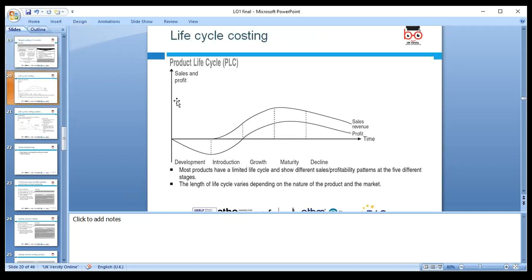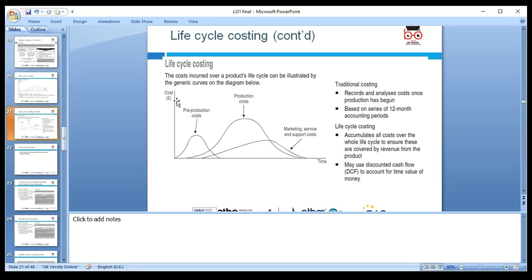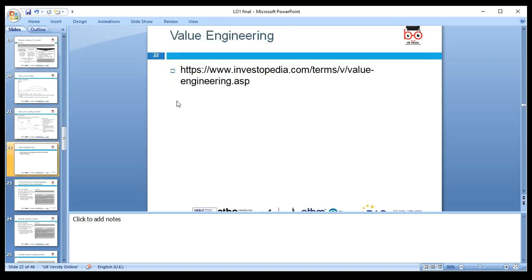Then the next technique is called product life cycle costing. Always look at what the cost will be at the start, growth, maturity, and decline stages of the product. At each stage we can set our promotional activities, our staffing, and our inventory, which will help us to reduce the cost. Here is an example of life cycle costing, covering pre-production and after production.